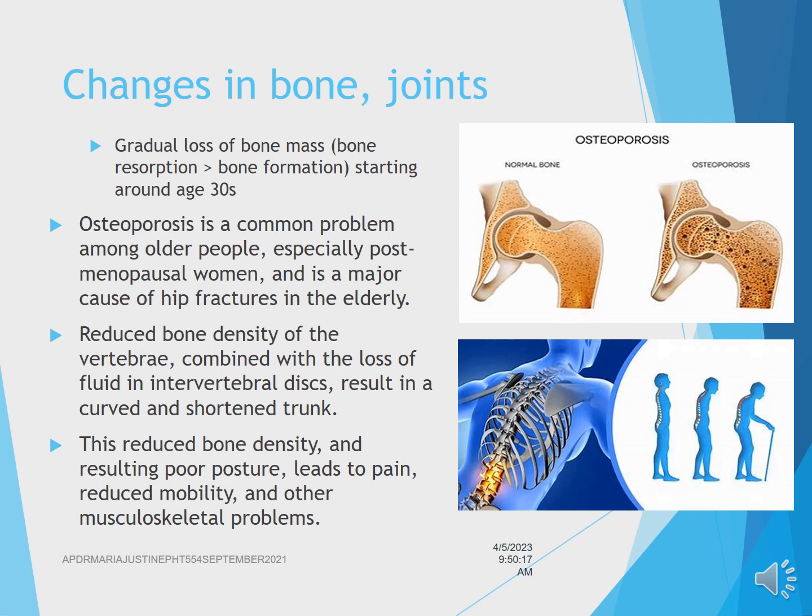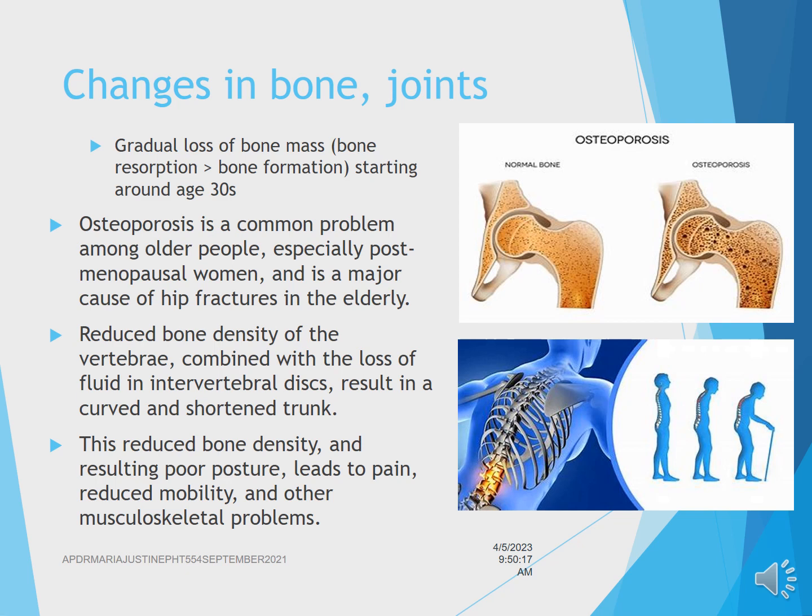So let's look at what are the changes in the bones and the joints. There will be a gradual loss of bone mass, where bone resorption is more than bone formation. So now formation of bone is less, and there will be more resorption of bone mass. Normally we start at probably the age of 30s, but in women it will be even faster when they have their menopause.